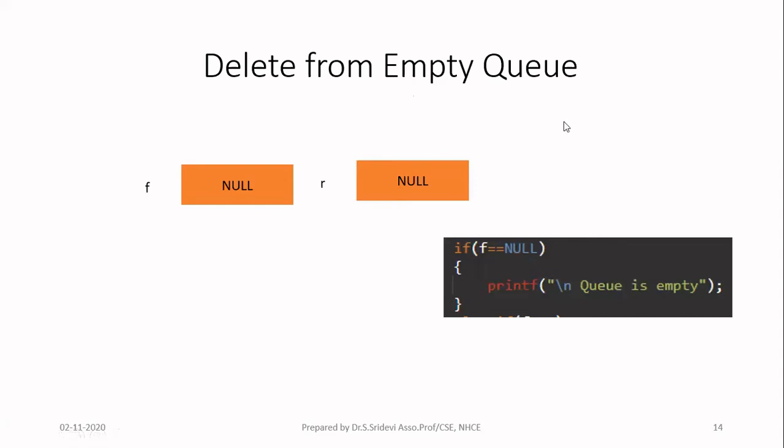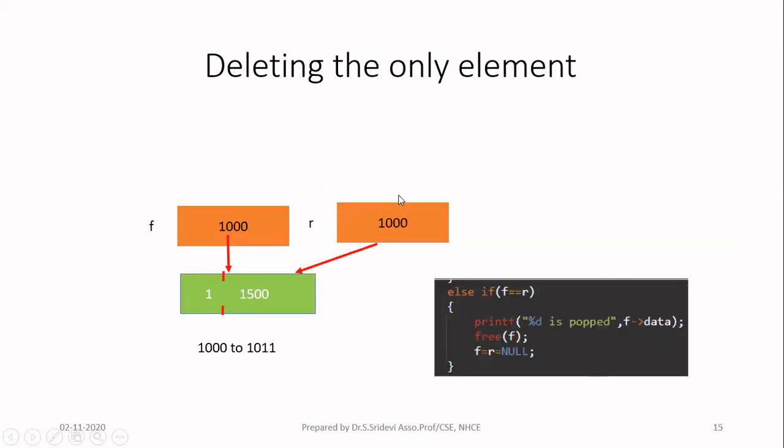Now let us see what are the steps involved in dequeue. In case of dequeue, you may try to delete an element from an empty queue. That is not possible, so you have to check. If the queue is empty, you have f is equal to null and r is equal to null. So I'm checking whether f is equal to null. If f is null, the queue is empty, so I can't delete anything. I'm printing the message as queue is empty. Otherwise, the queue is having data.